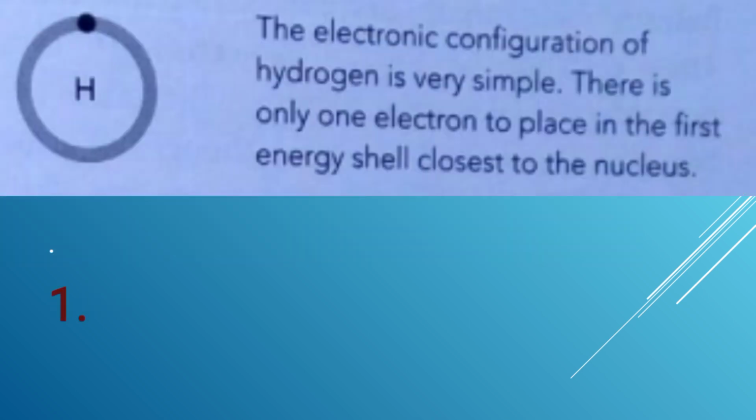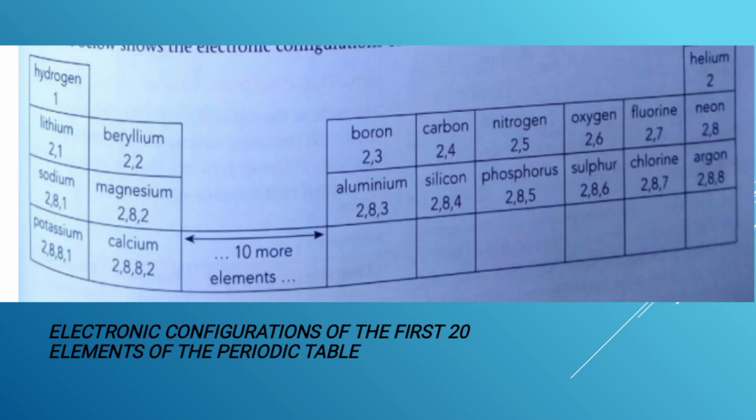Right, we also have hydrogen here. Hydrogen only has 1 electron, so we are simply going to put it in the first shell, and then we are done. As you can see on the diagram there, that is your periodic table, but it is showing the electronic configurations of the first 20 elements of the periodic table, from hydrogen to calcium. As you can see, those 2.1, 2.2, 2.8.2, all those values, they are representing the electronic configurations of each element as shown.